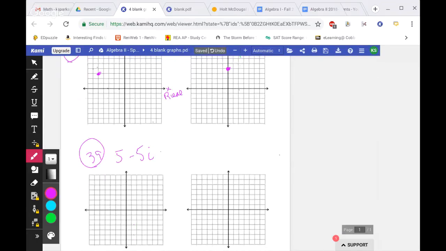Okay. So 1, 2, 3, 4, 5. 1, 2, 3, 4, 5. And that's 41. And -2 means that you're not going to go up or down at all on the imaginary axis. It's just here.